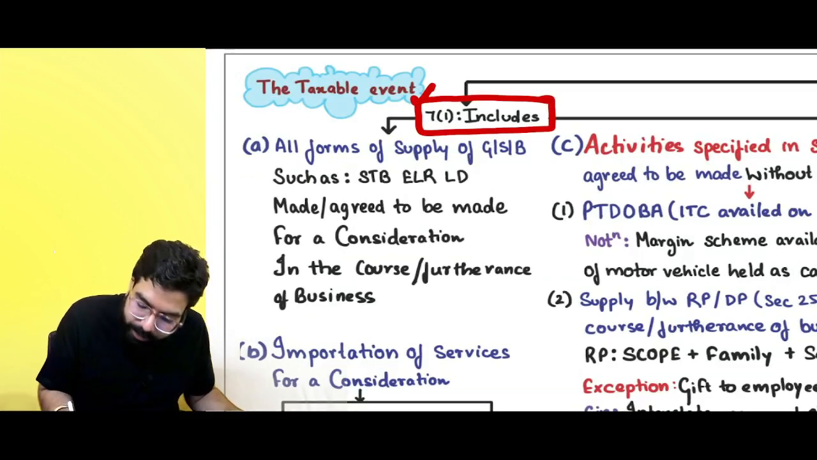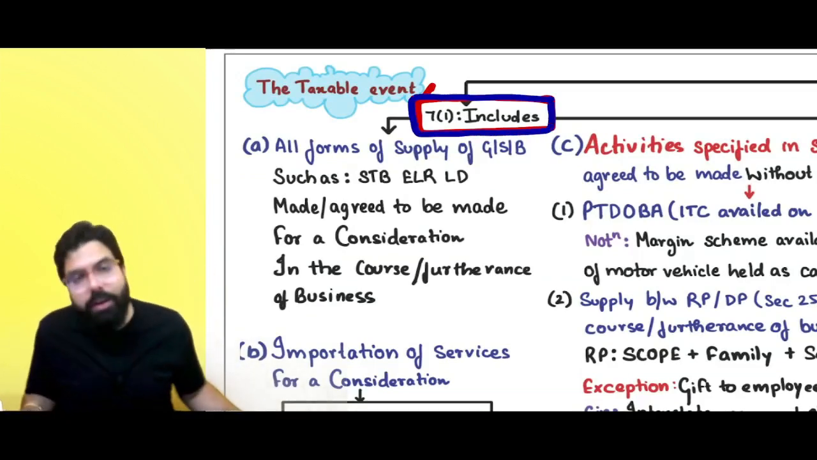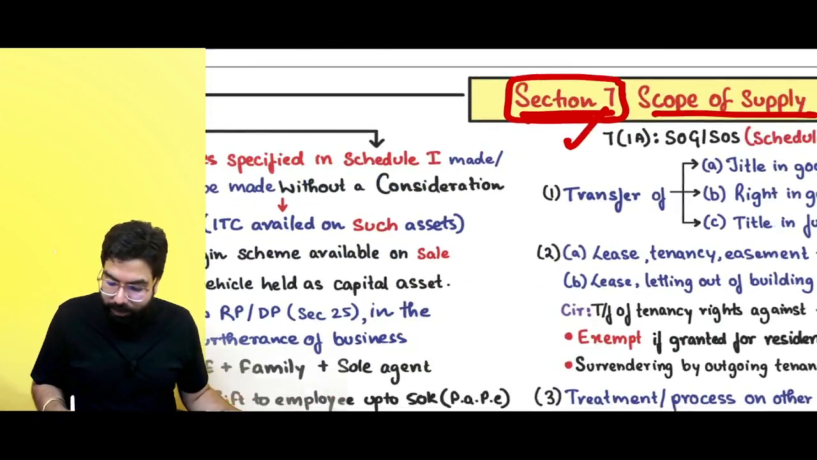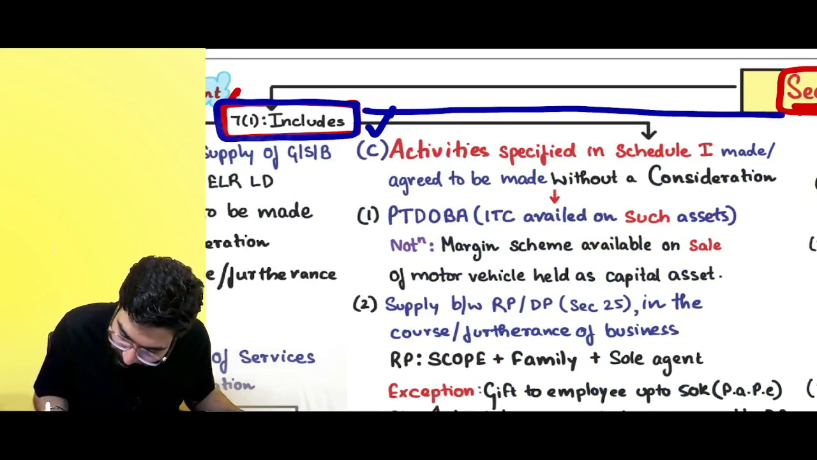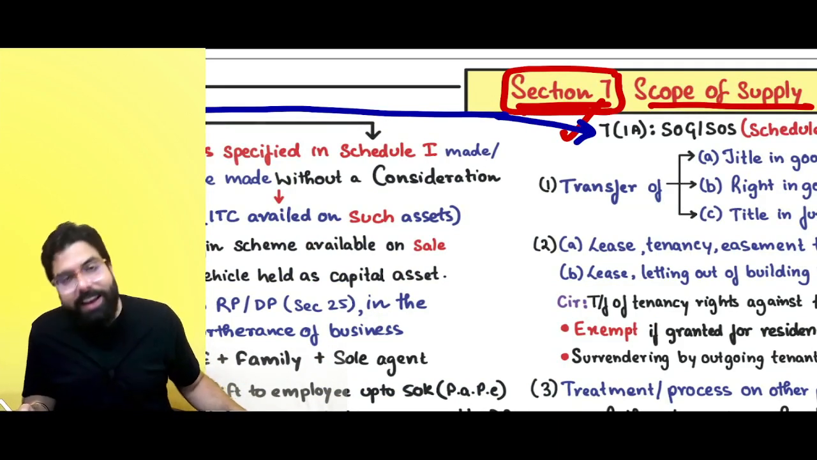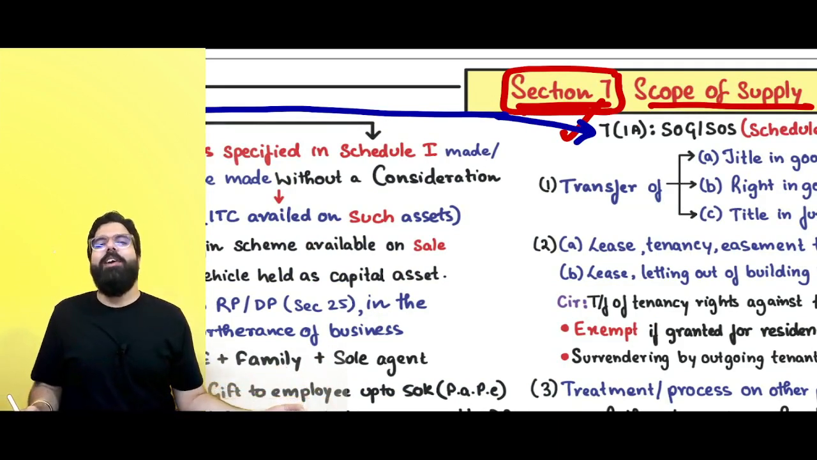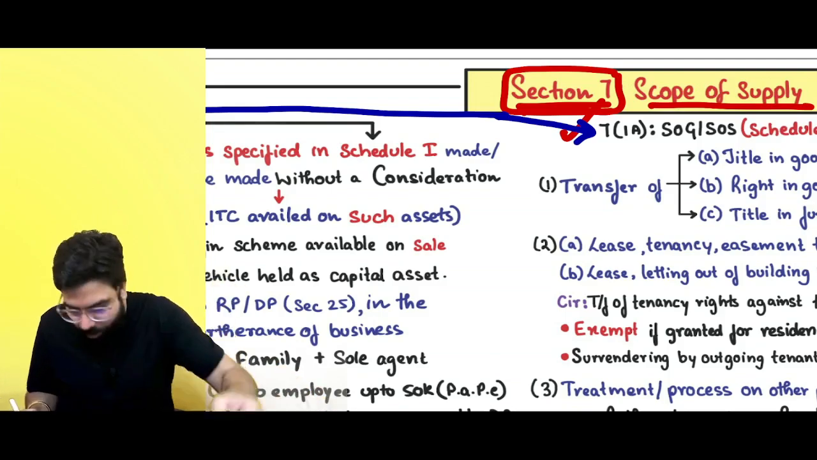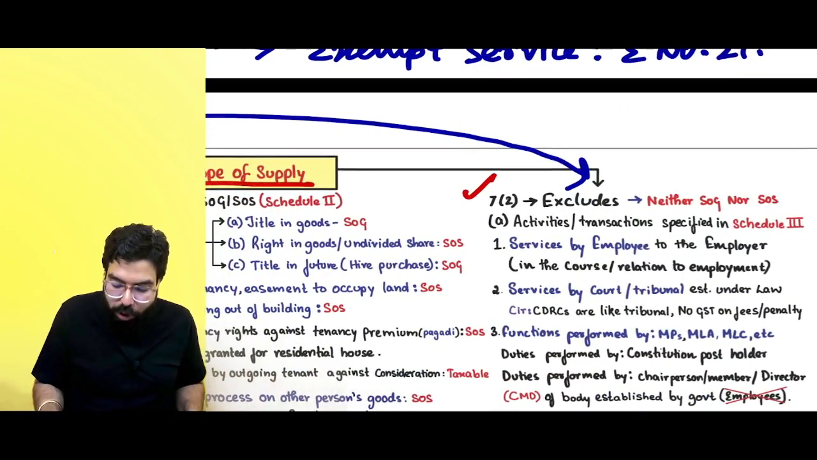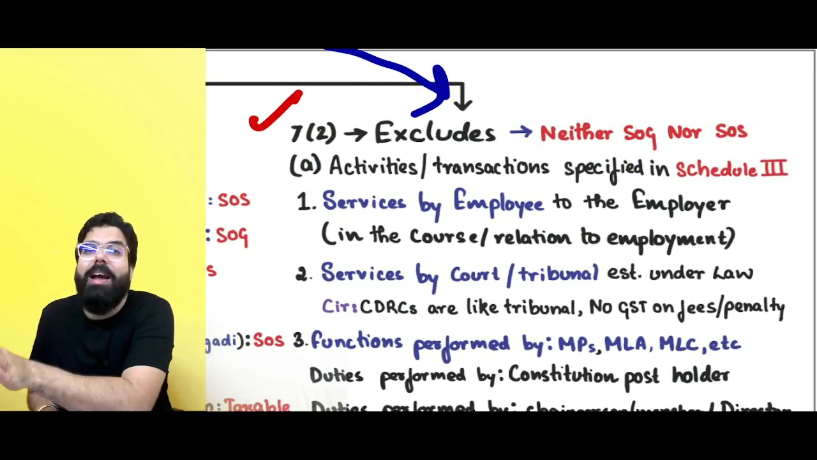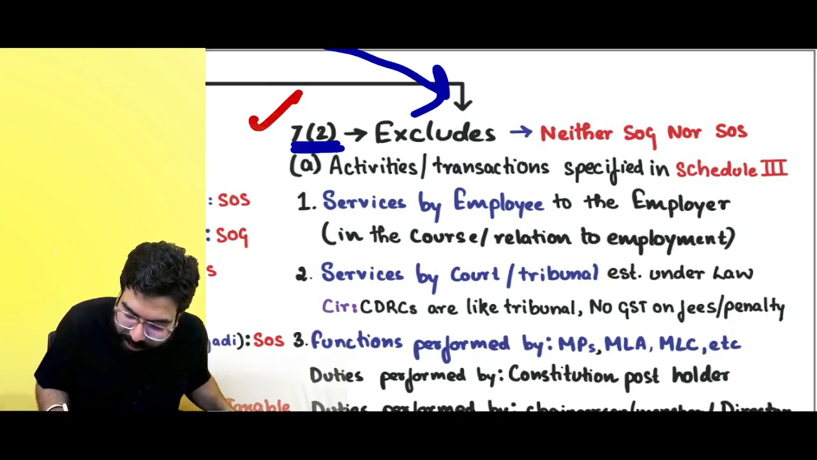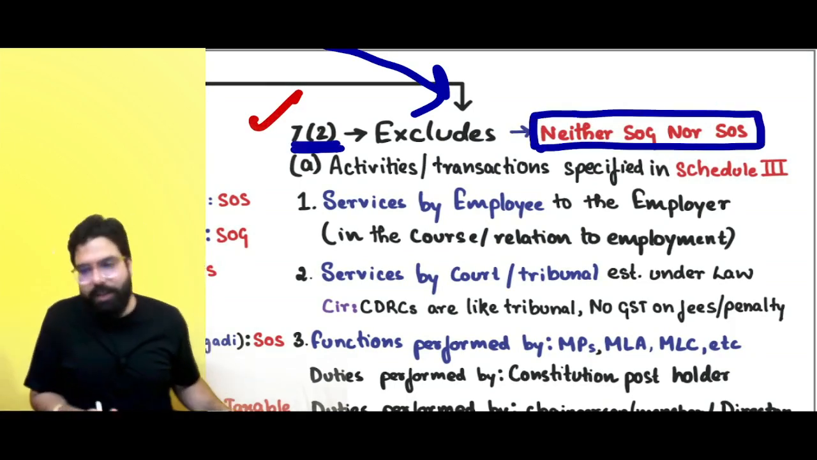Now the definition of supply: when you read section 7(1), it has section 7(1)(a), 7(1)(b) and 7(1)(c). If something falls in the definition of supply, we further refer to section 7(1A) and see whether it is supply of goods or supply of service. Now if something falls in section 7(1) and is a supply, section 7(2) tells us that those transactions might be supply in section 7(1), but notwithstanding section 7(1), it shall be neither supply of goods nor supply of service.